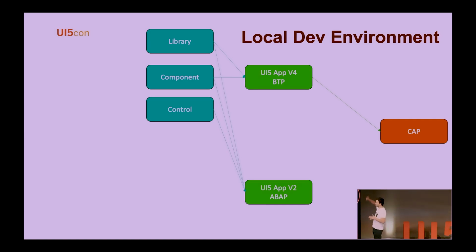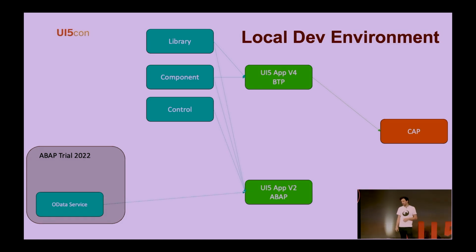So that's basically what I'm presenting right now, my local development environment, and then I need to get the data from somewhere. So I spin up a trial instance. I'm using just the flight OData service, so I didn't create anything in there.